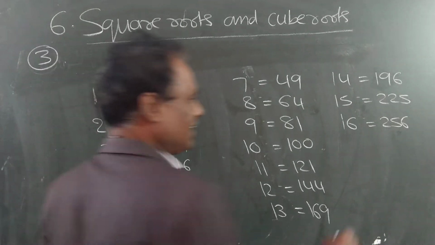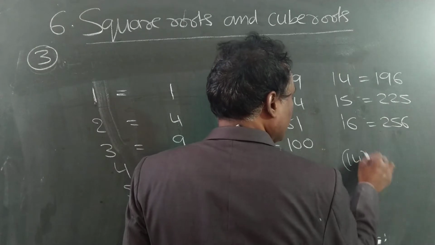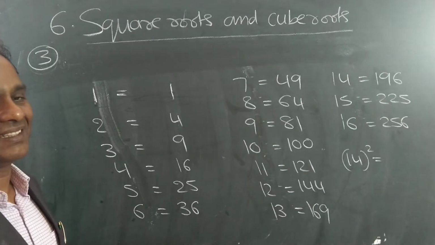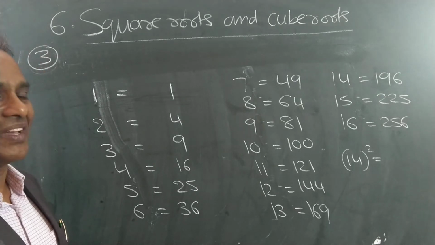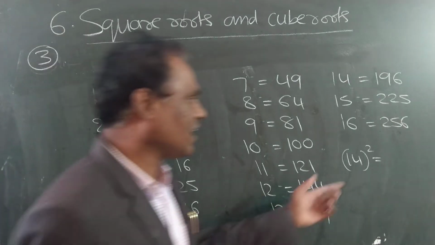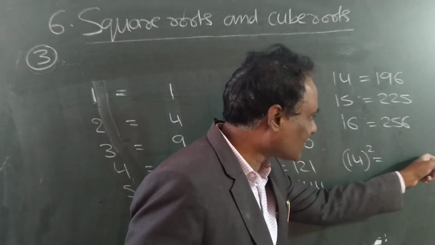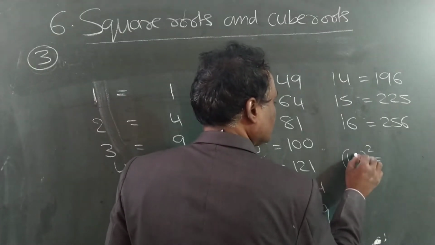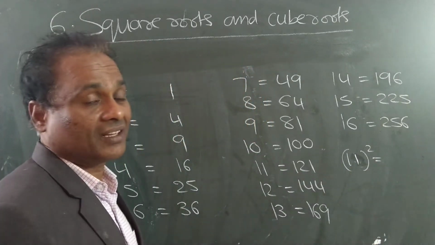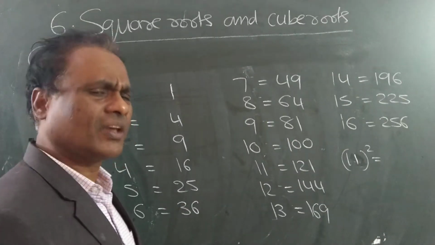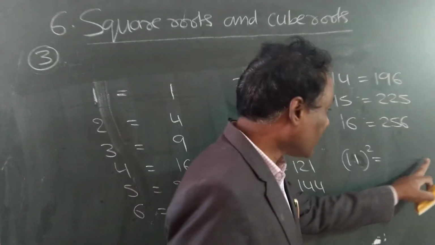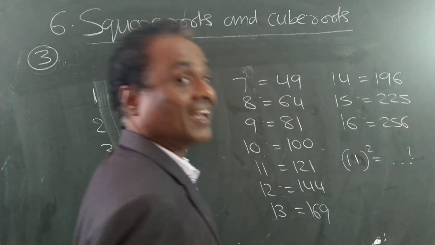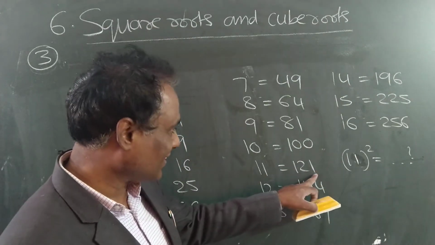Suppose I say 14 square, that is 14 into 14. I am not asking for the number. What is the last digit? Suppose 11 square. We will get 11 into 11, some number. In that number, what is the last digit? For 11 square, the last digit is 1.